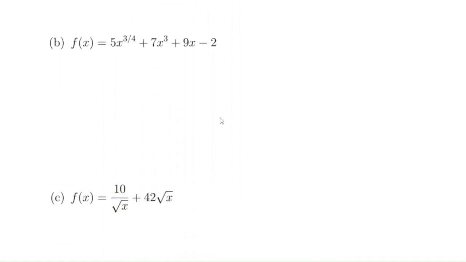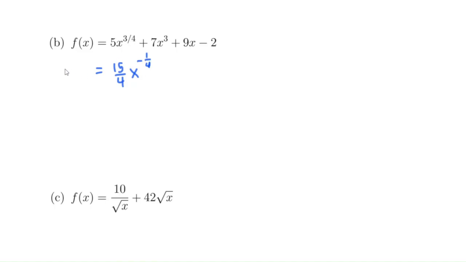Okay, what about this? Now, this is not quite a polynomial here in part B, because for a polynomial, you need to have whole number exponents. This part in the end here would be a polynomial, but we're also including this. So what is the derivative? Well, we need to bring the 3/4 down, right? 3/4 times 5, that would actually be 15/4. X to the, well, 3/4 minus 1 would be negative 1/4.